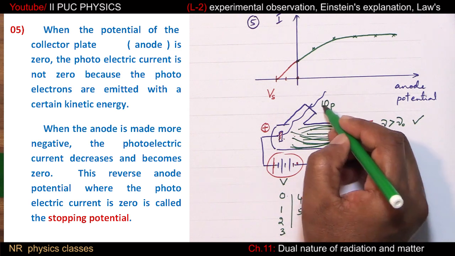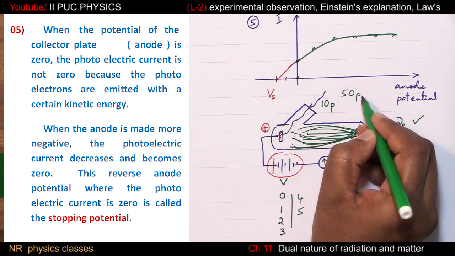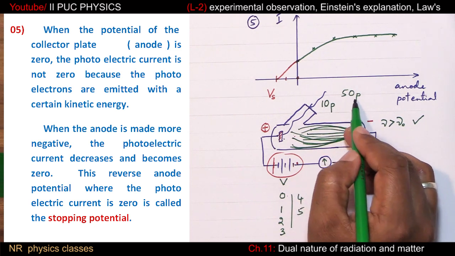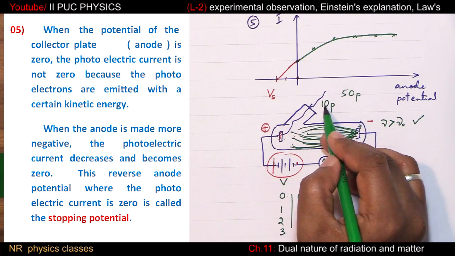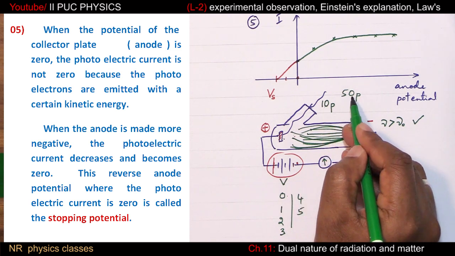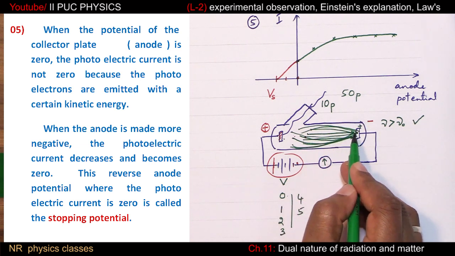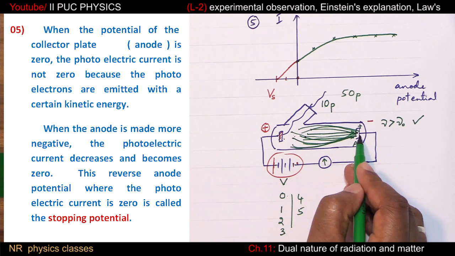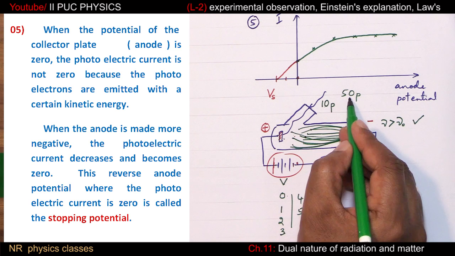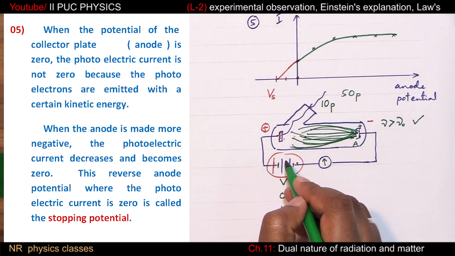Now, instead of 10 photons, let us use 50 photons. I told you earlier, using such numbers is foolishness, but still we can understand. That is why I am using such numbers. Suppose the number of photons increases, the number of electrons also increases, the maximum electrons reaching the anode also increases, and the current also increases.